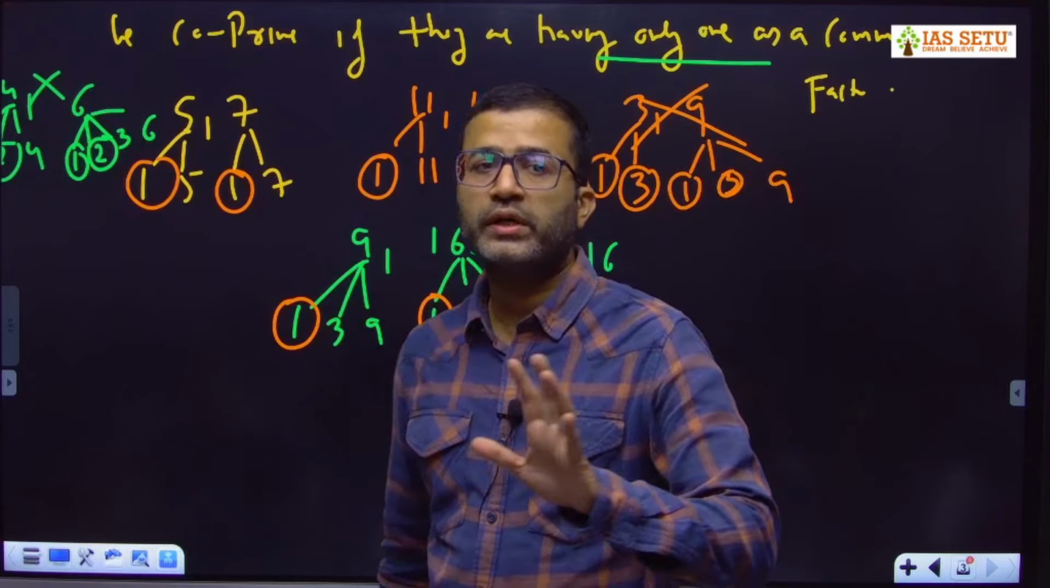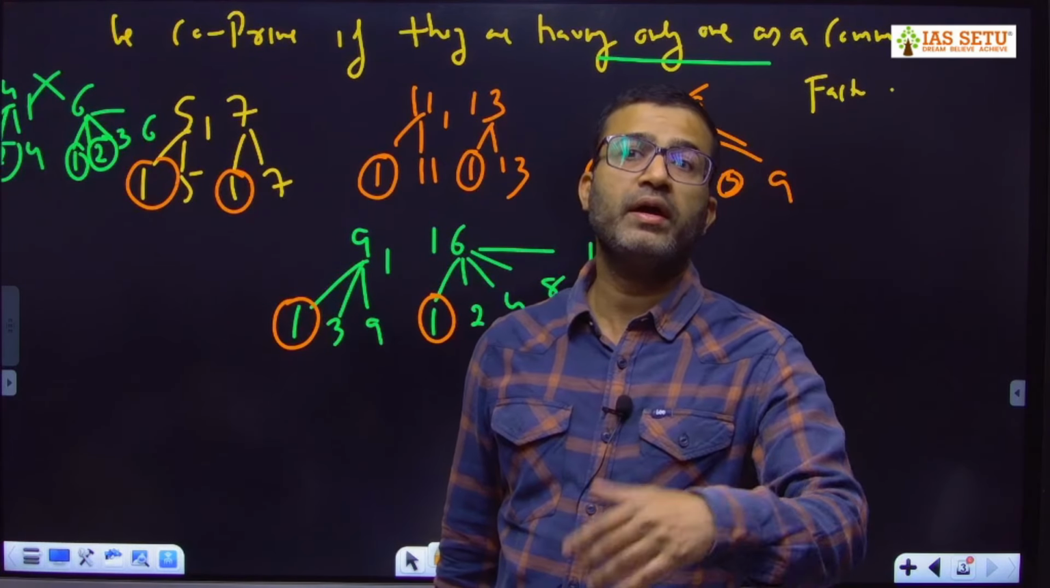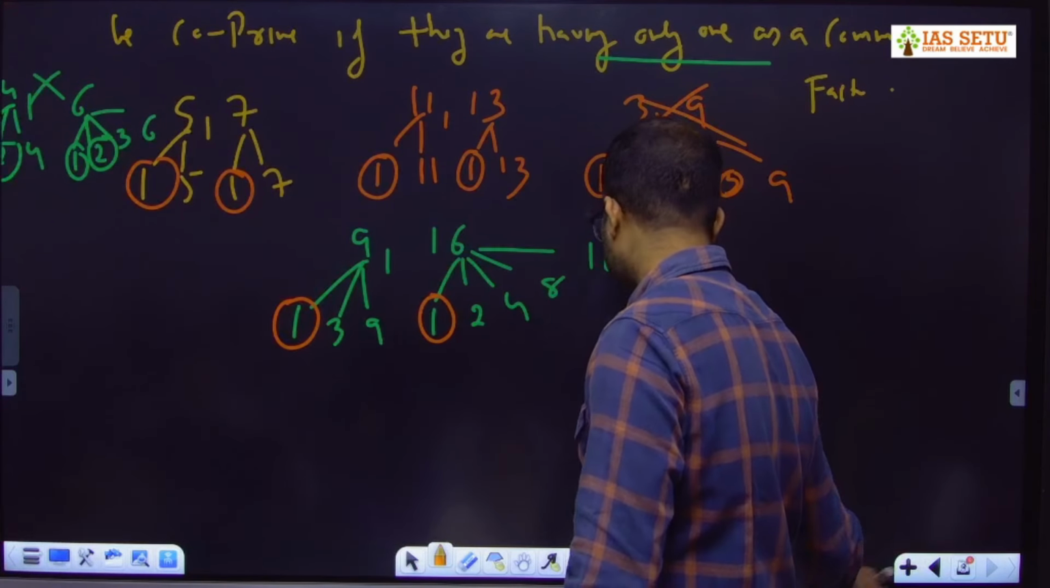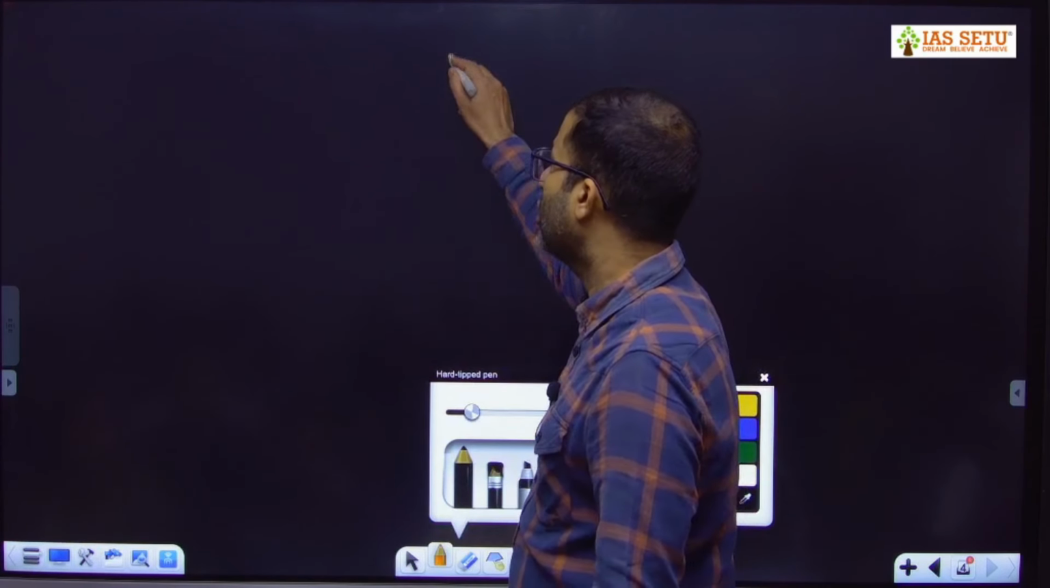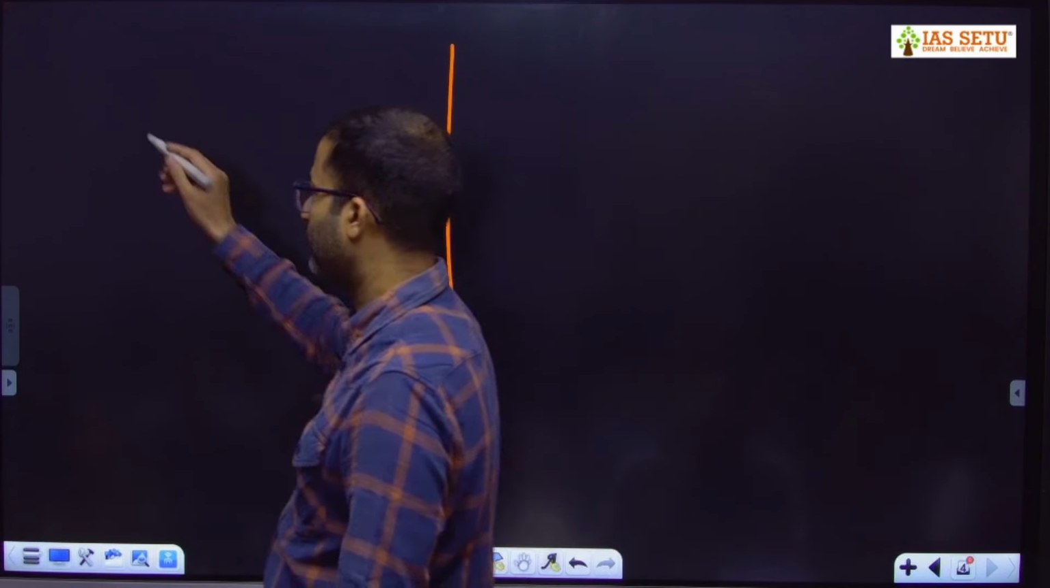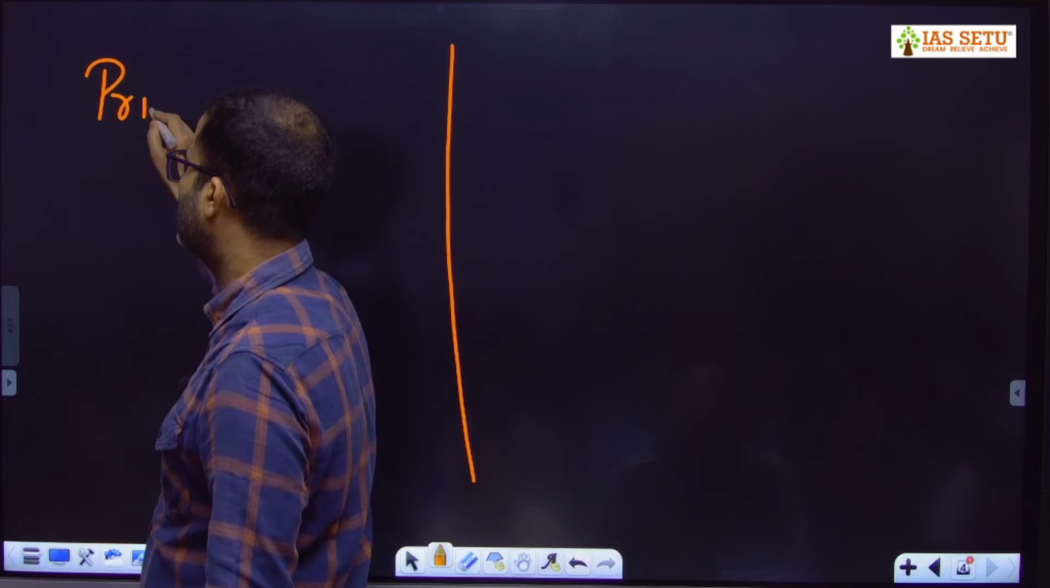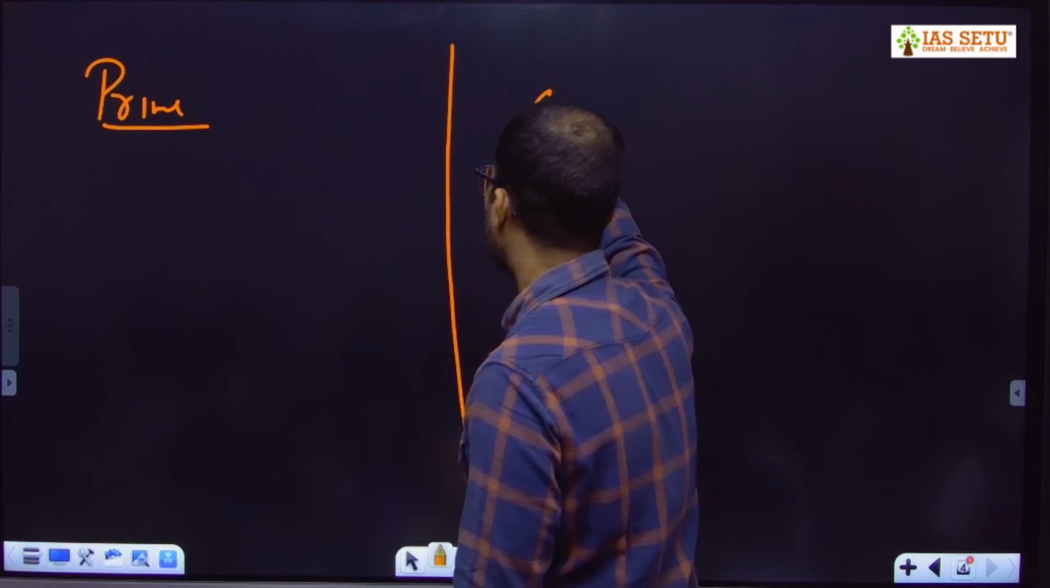Now here some students get confused about prime and co-prime. Prime और co-prime में student को confusion होना start होता है. Maybe today, maybe after 1 week, after 1 month, students get confused. Prime, co-prime. Let me clear up what is the difference between prime and co-prime.